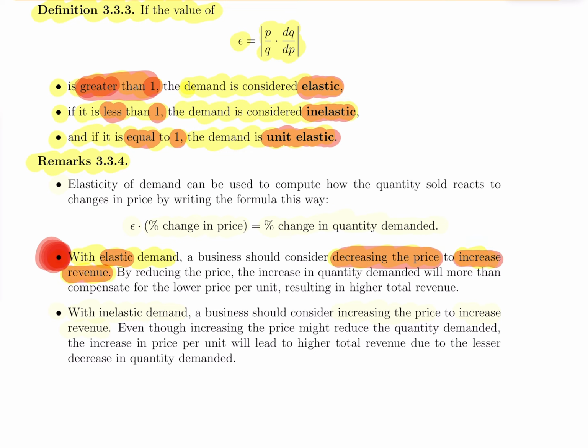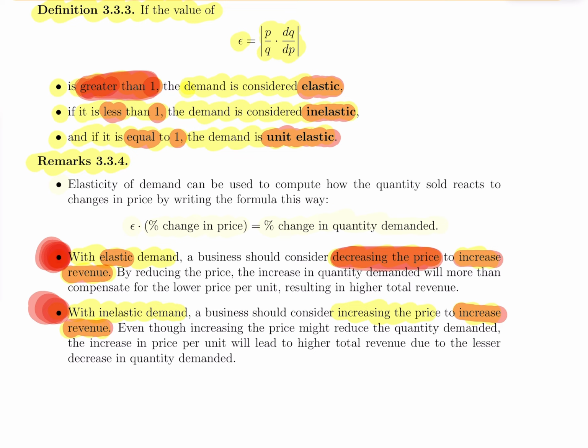In other words, by reducing the price, you will increase the number of sales, and this will generate more revenue to compensate for the fact that you're losing some money per sale. So you will make more money if you decrease the price when epsilon is greater than 1. And if the demand is inelastic, then the business should consider increasing the price to increase revenue. In both remarks, we want to make more cash, and we have two options. Should we increase or decrease the price?